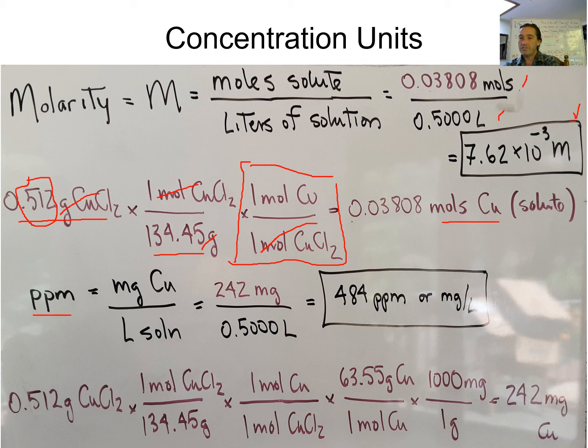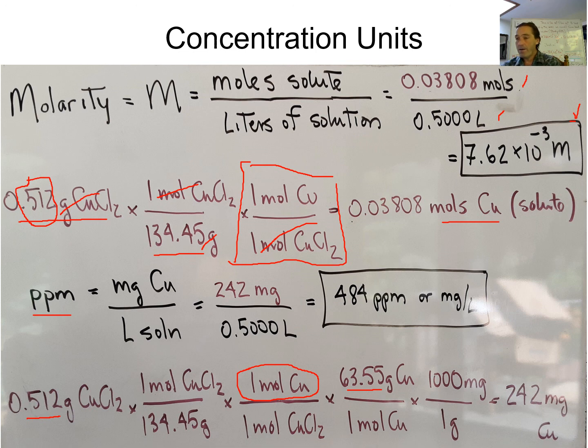So ppm, I'm going to use the same approach. I'm going to use milligrams per liter. And what we have here, I need to find the milligrams of copper to start. So again, I use the 0.512 grams. I want to get into moles of copper. So essentially this calculation up to this point is similar to what we covered up here. I then use the molar mass of copper, which I get off the periodic table. Copper weighs 63.55 grams per mole.